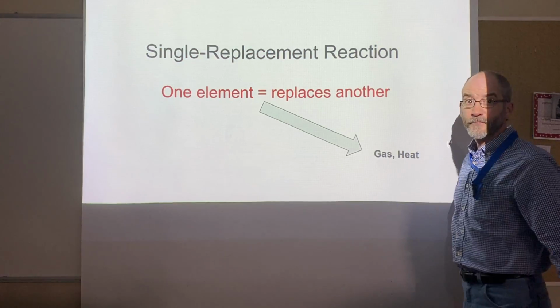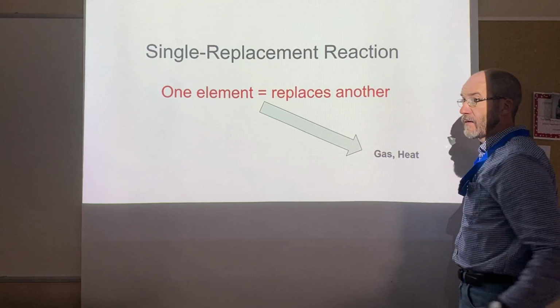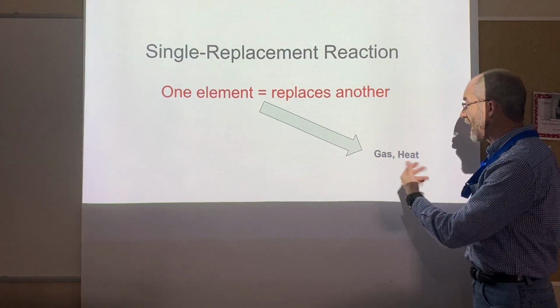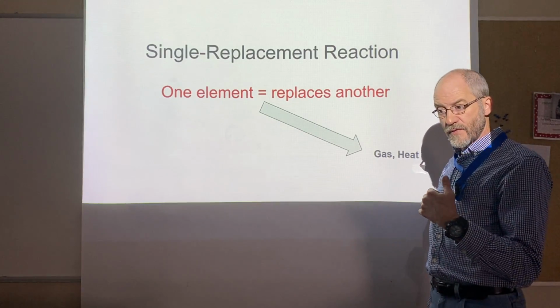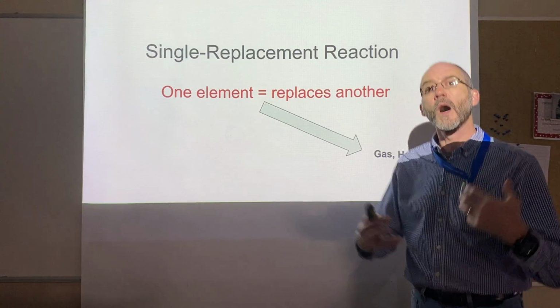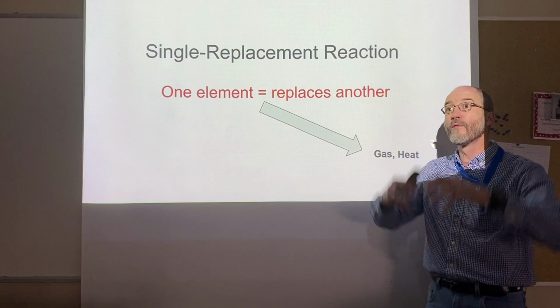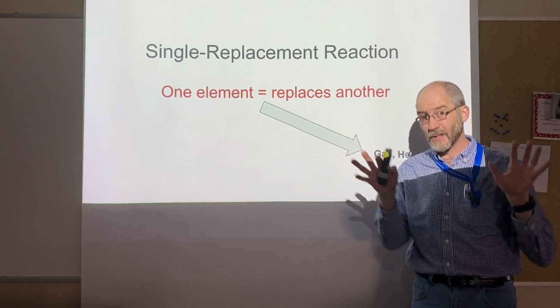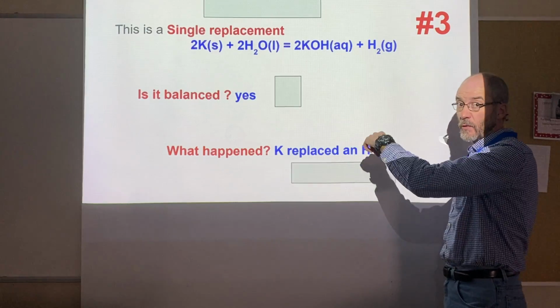So what do you get? You get a situation where one element replaces another. Now, in these reactions, you might have a gas created, you might have some heat. There are items that would be produced in some of these reactions that we're probably not talking about. What we're talking about is just overall what happened within that reaction type. Within this reaction type, we had a single replacement.